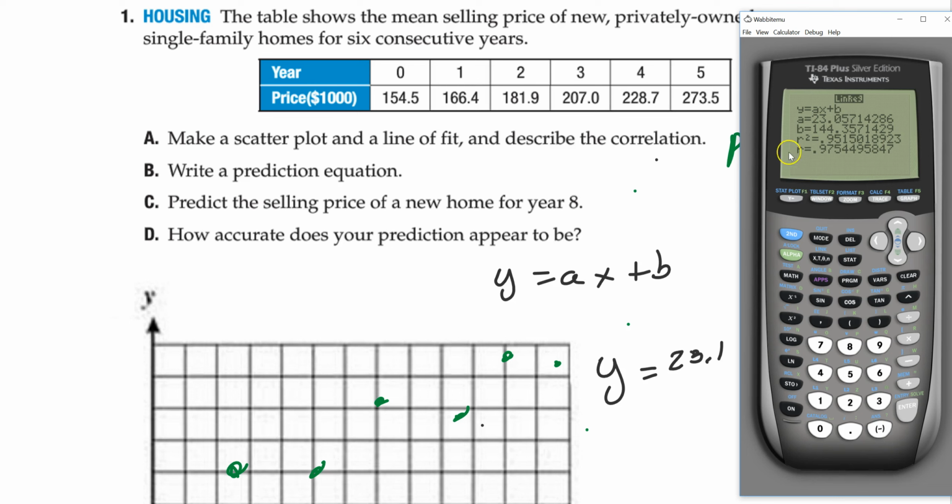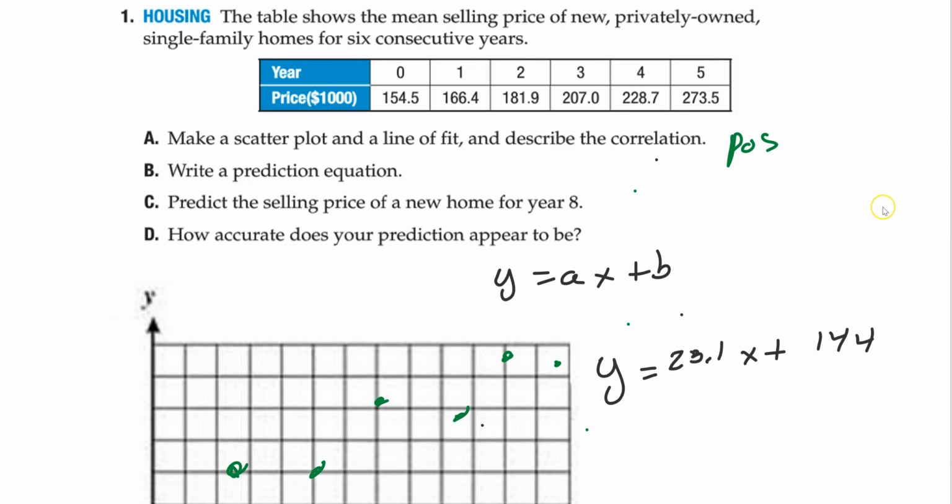Now look at our R there. See how it's 0.97? That's really strong, right? Closer to 1, the stronger you are. So that's a really strong R. It's a really strong correlation. So we have that, my prediction equation. Now let's do the next one.